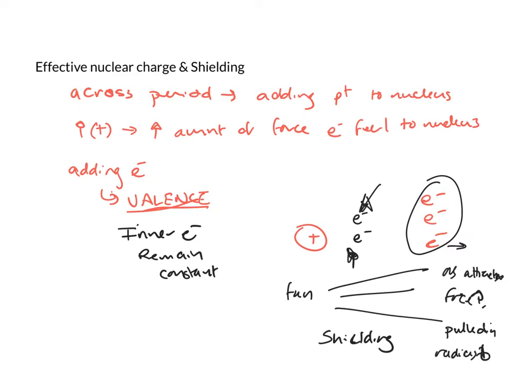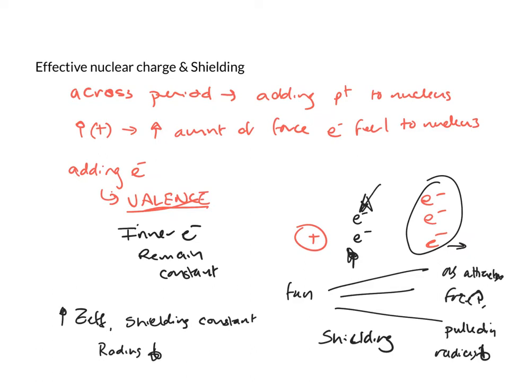Okay, so as we go across a period, the effective nuclear charge is increasing because we're adding protons to the nucleus. The shielding is constant, so the radius decreases. It's going down as we go across a period, right?